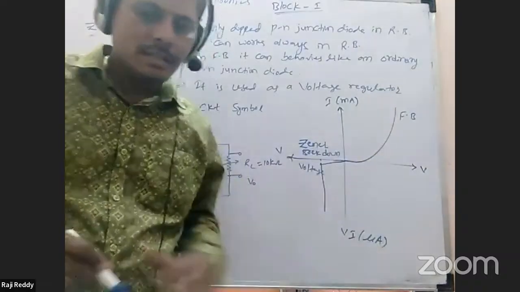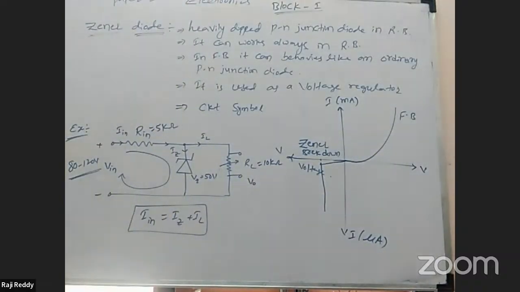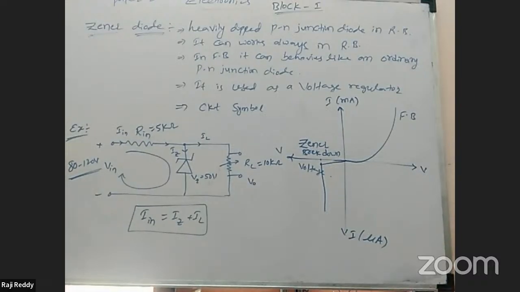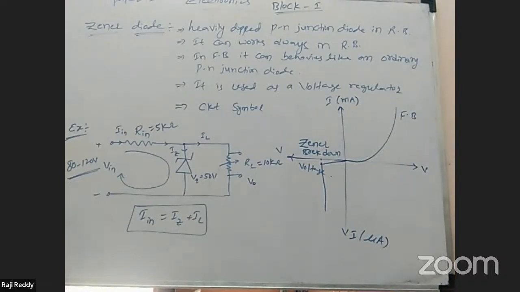In the forward bias, it behaves the same as a PN junction diode. In the reverse bias, it can suddenly break down. That voltage is called the Zener breakdown voltage. Okay? Note it down. This is the Zener diode. Next one more is the varicap.